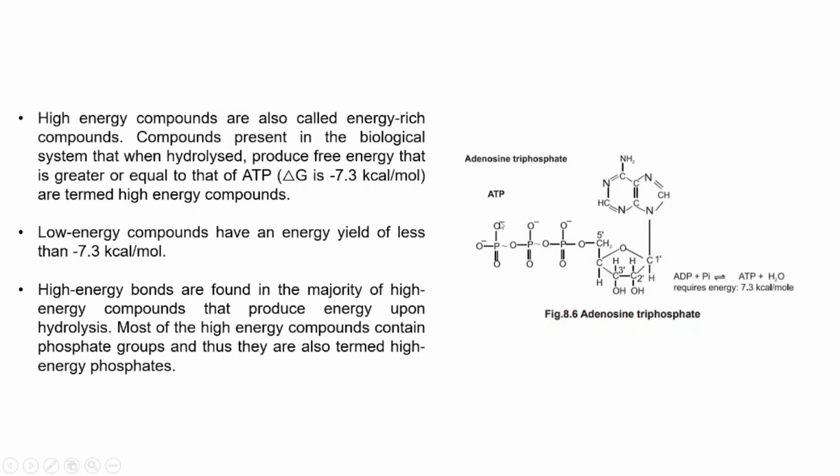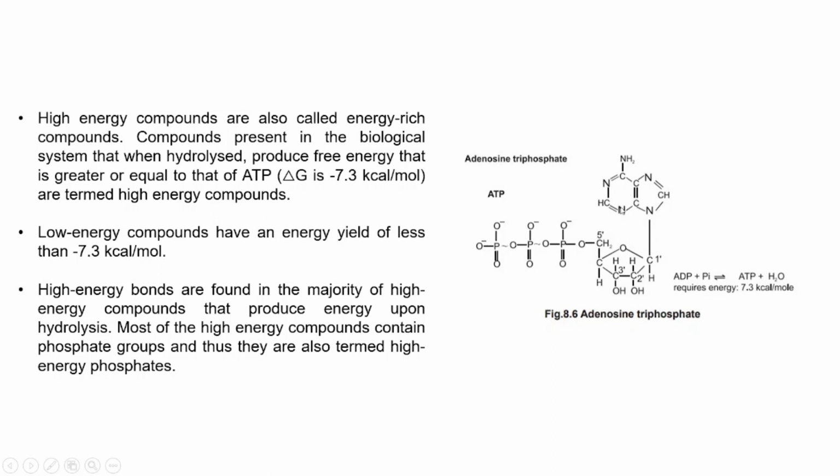ATP is everywhere. ATP is the most prominent compound that gives energy, and low energy compounds have an energy yield of less than this. High energy bonds are found in most high energy compounds, like how ATP is hydrolyzed to ADP, adenosine diphosphate. ATP has 3 phosphate groups, so triphosphate. When hydrolyzed it gives adenosine diphosphate, which has 2 phosphate groups, and inorganic phosphate. One phosphate gets out and diphosphate is formed.